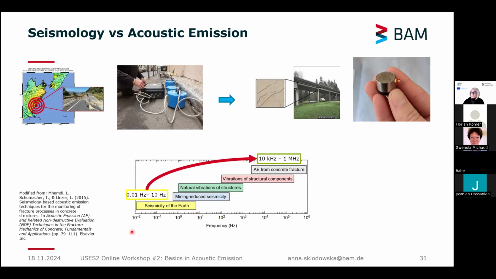This is a graphic showing the frequency range. When we talk about the seismicity of the Earth, we operate in the range up to 10 Hertz. When we talk about acoustic emission, we are moving much higher in the frequency range, from 10, 20 kilohertz to 1 to 2 megahertz. So this is quite similar.